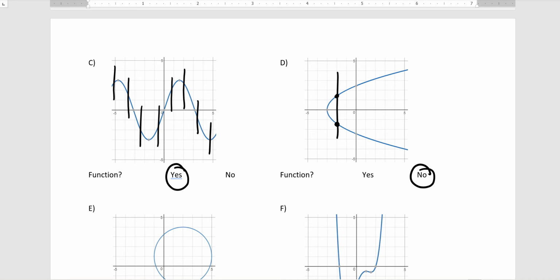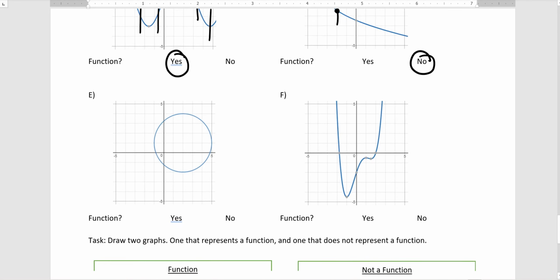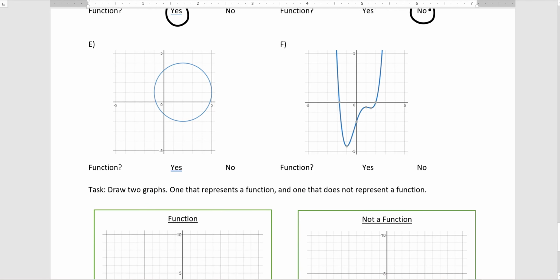No, it is not. All right, why don't you go ahead and try E and F, determine real quick if this is or is not a function. Don't even need to pause the video. This should be something we can just look at and know. I'll give you 5 seconds.